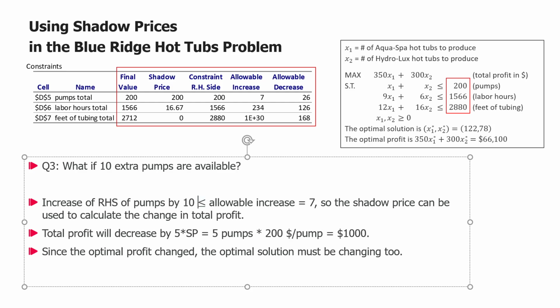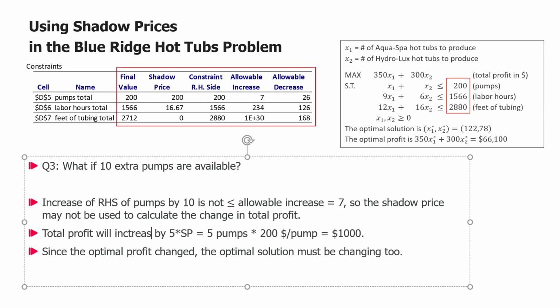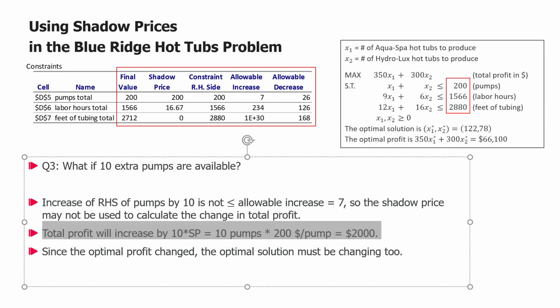So in that case, this is not less than or equal to the allowable increase. So the shadow price may not be used to calculate the change in total profit. So I cannot just say there will be an increase by 10 times the shadow price, right? 10 times 200 is $2,000. $2,000 is not going to be the gain in the profit. No, no, no, right? Why? Because I'm now outside of the allowable increase. The allowable increase is 7, so it tells me for the first 7 pumps, the shadow price works if I have an extra 7 pumps. But if I have extra 10 pumps, I don't know what will happen. How much will I gain? Will I gain anything at all? We don't know, right?